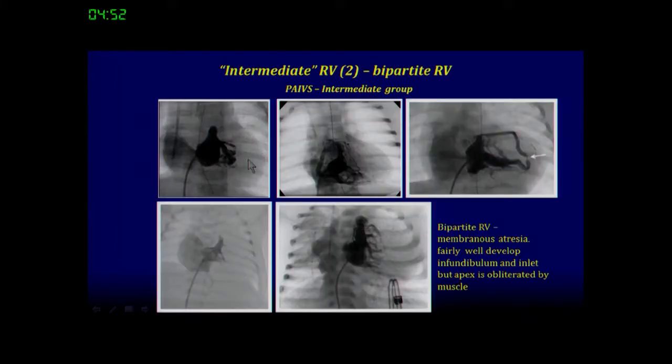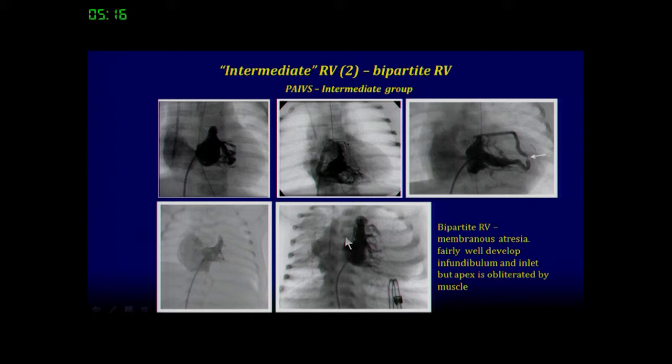But this is more representative of such patients, the intermediate right ventricle, where we have an inlet, a well-developed outlet, and the apex is quite often almost obliterated except for some of these intertrabecular spaces. They may have tricuspid incompetence, as noted earlier, and quite often the RA is bigger than the right ventricle, the two parts of it combined.